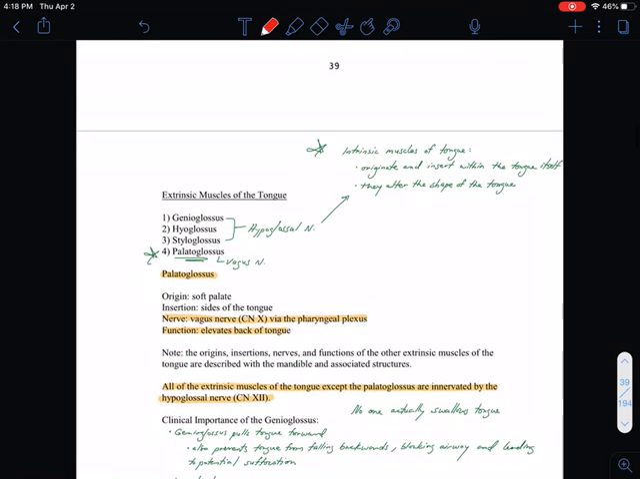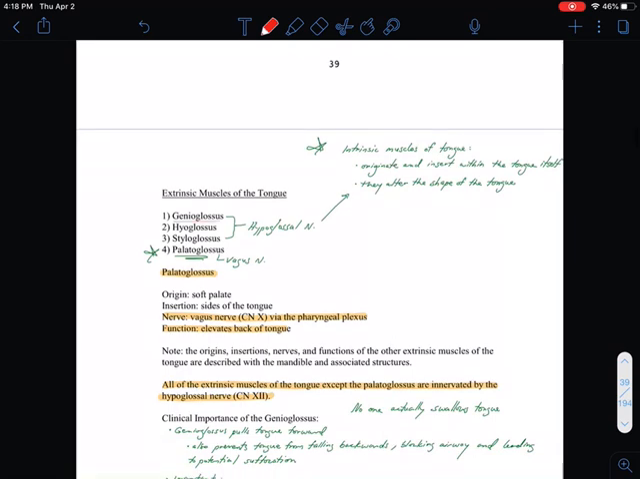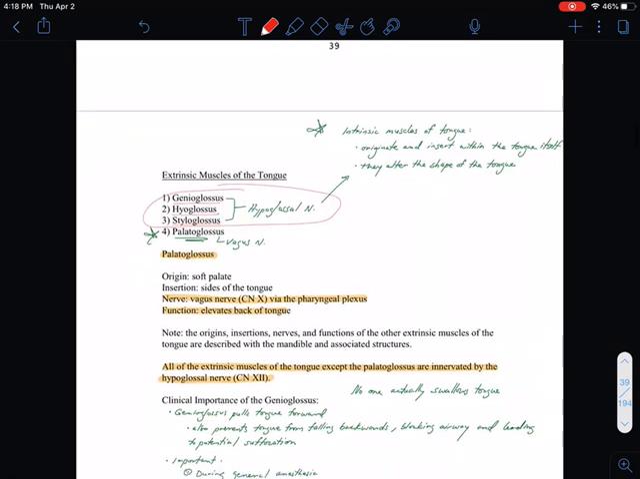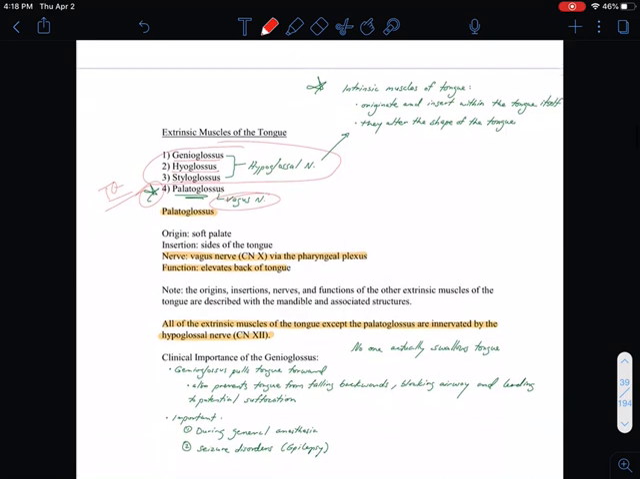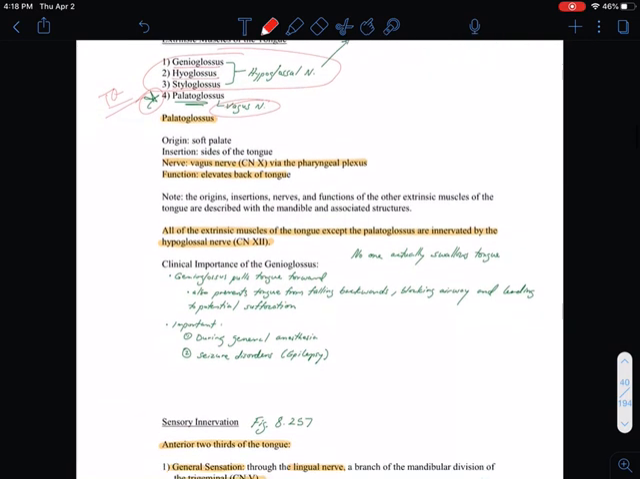Now we're talking about the extrinsic muscles of the tongue. Our genioglossus, hyoglossus, styloglossus. These first three are all innervated by the hypoglossal nerve. And then our palatoglossus is the vagus. So that guy is our odd man out. Test question written right there for you guys. We'll go and break down each one of these guys.